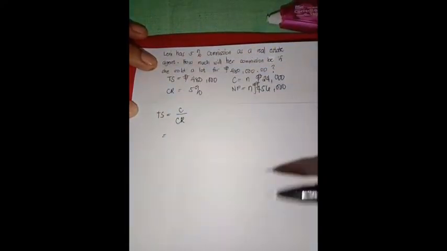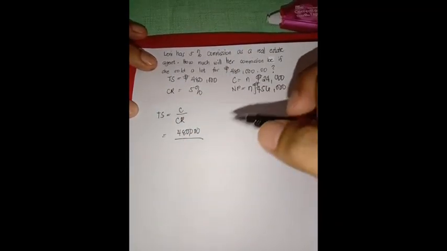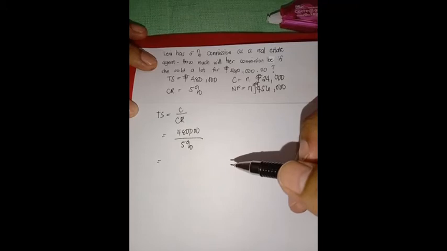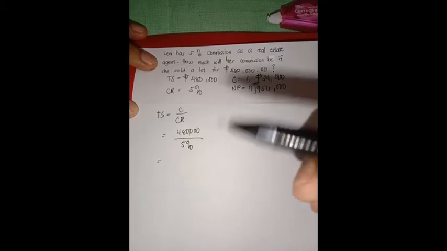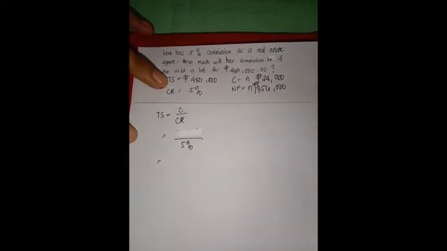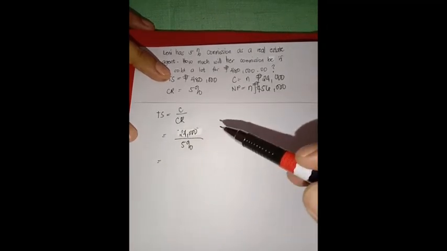Okay, so substitute lang natin. Mali, commission pala tayo. So this is 24,000, sorry. I-erase ko lang. So, therefore, commission is 24,000. So 24,000 divided by 5%, we have here 480,000.